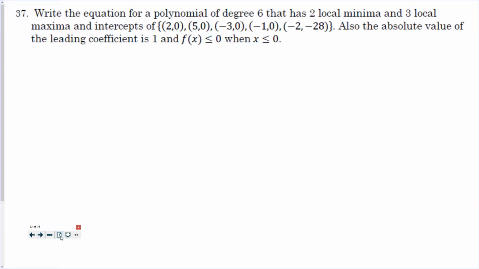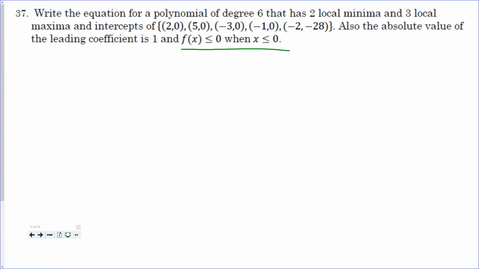This one has a lot going on, but what I'm told is to write the equation for a polynomial of degree 6 that has 2 local minima and 3 local maxima. Intercepts at (2, 0), (5, 0), (-3, 0), (-1, 0), and (-2, -28). And I'm also told the absolute value of the leading coefficient is 1. And I'm also told f of x is less than or equal to 0 when x is less than 0. So there's a lot of things I'm being told here.